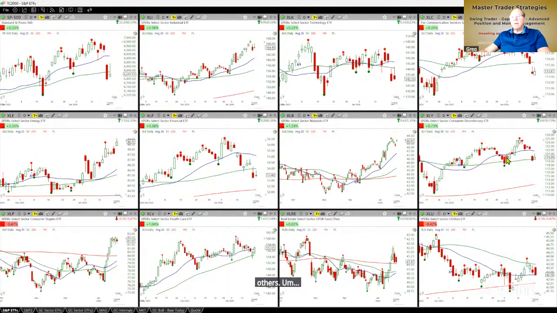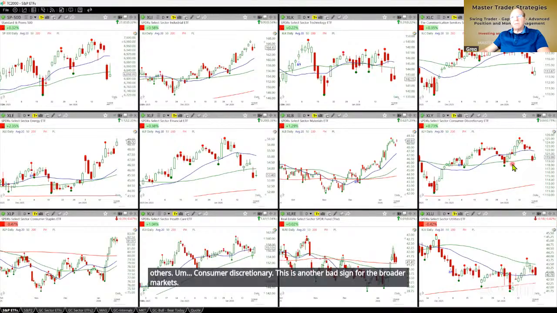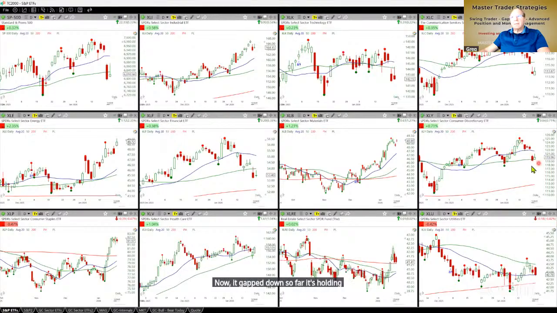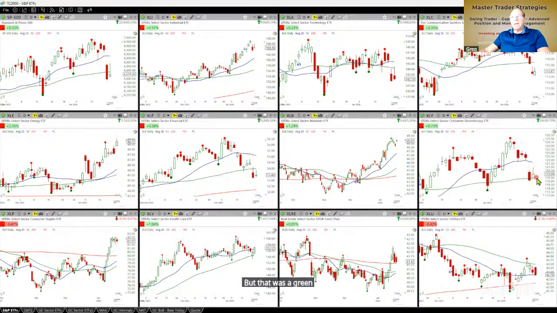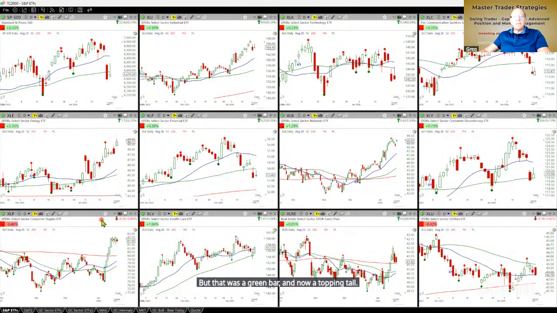Consumer discretionary. This is another bad sign for the broader markets. Now it gapped down, so far it's holding support, but that was a green bar and now a topping tail, and so on. We do the same thing. These are defensive sectors. Healthcare could be growth, so AI is helping that. It's turning around, but it's also defensive. And look at the move up in staples. That's super defensive. Those are things that people need.